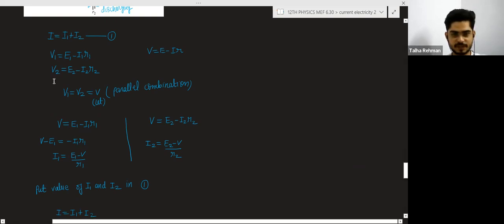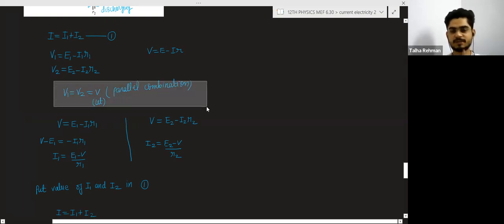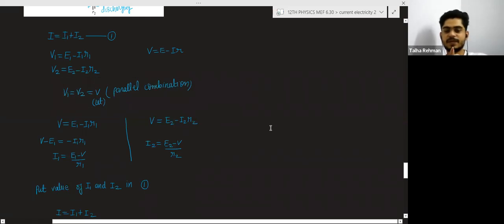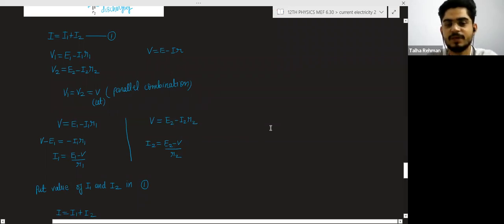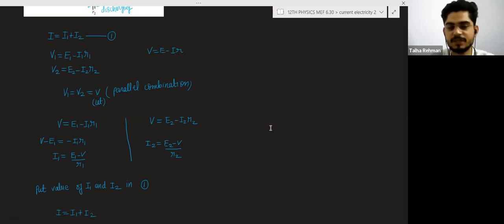Parallel combination, I told you this first in the capacitor, and after that when we studied the parallel combination of resistance. And this is the third time I am telling it here. In the parallel combination, the potential difference will remain the same. Not the potential, the potential difference between two points will remain the same. And potential difference, voltage and terminal potential are the same thing. We have discussed this also.